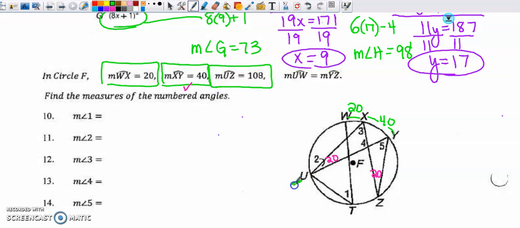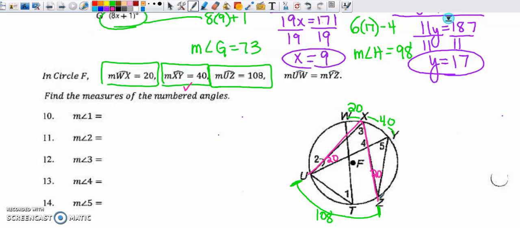UZ. Here's U. All the way to Z. That is 108. So I want to look to see if there are any inscribed angles touching that arc. There are 2 of them again. So see if you can find the 2 inscribed angles that touch that arc. Okay, I'm going to show you them, and I'm going to erase them. There are 2. The first one I'm going to show you is this one, angle 3. You see how that inscribed angle touches that arc.